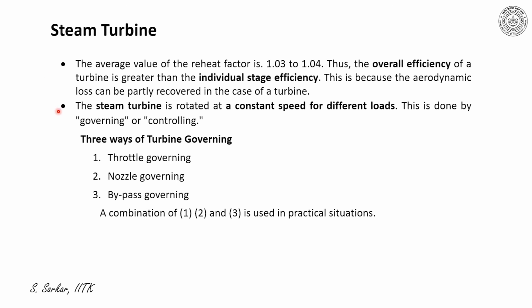Further, the turbine is rotated at a constant speed for different load. This is done by governing or controlling of steam turbine. There are three ways of governing, namely throttle governing, nozzle governing, and bypass governing. A combination of these three is used in practical situations.